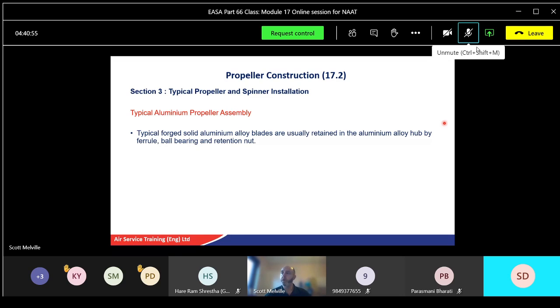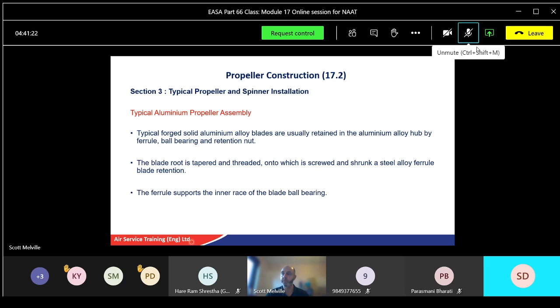So moving on with the actual aluminium propeller assembly, typically a forged solid aluminium assembly. Blades are usually retained in an aluminium alloy hub by a ferrule, ball bearing, and some sort of retention nut as well. Blade root is tapered and threaded, onto which is screwed and shrunk a steel alloy ferrule for blade retention. The ferrule is just a seal to make sure it sits in the right position. So the ferrule supports the inner race of the blade ball bearing, and the outer race is located by an aluminium alloy nut which screws into the actual blade socket in the hub itself.